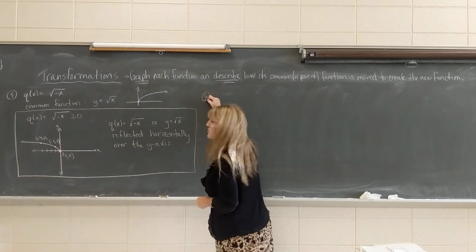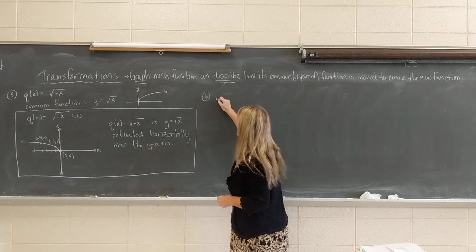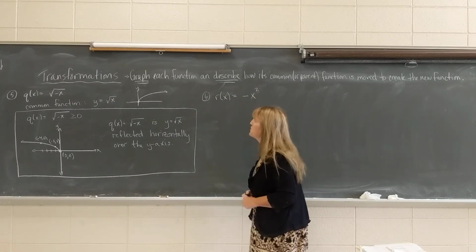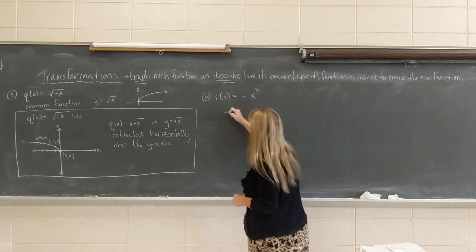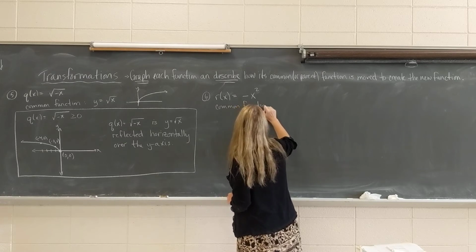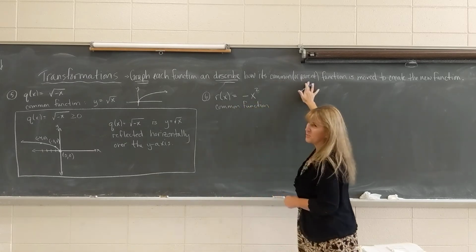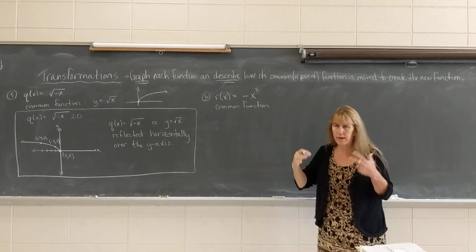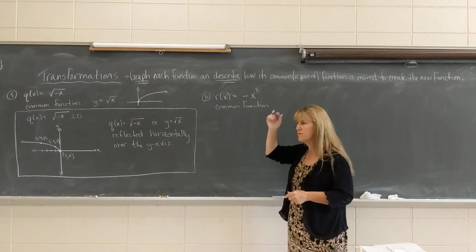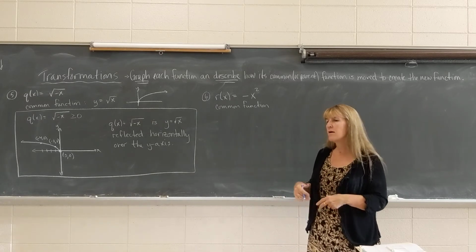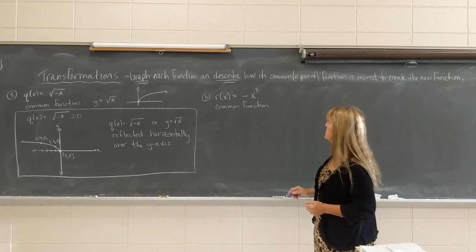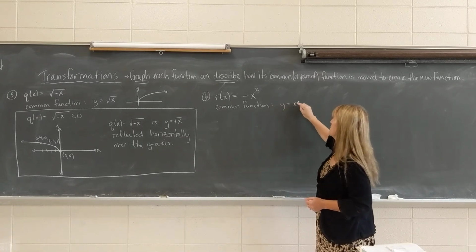Question 6 gives me, what is this? R of x is equal to negative x squared. So my common function that I'm playing with, a lot of teachers call common functions parent functions. It's almost like, you know, parents have a bunch of kids. Well, you got to have the parents before you have the kids, so you got to have the common function and the parent function before you have all these other ones that are created from manipulating the common function, the parent function. This common function is going to be y equals x squared.